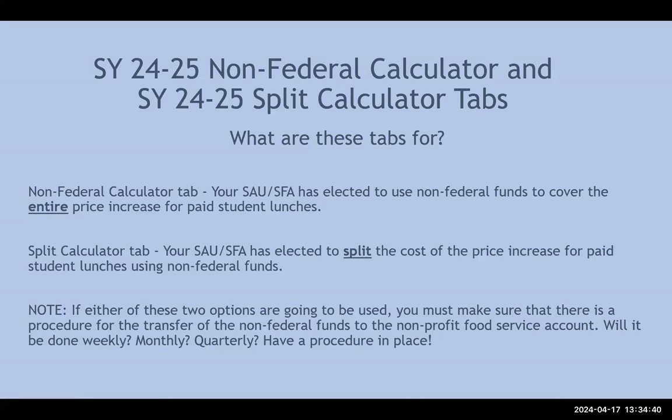And please note, if either of these two options are going to be used, you must make sure that there is a procedure for the transfer of the non-federal funds to the nonprofit food service account. Will it be done weekly, monthly, quarterly? Have a procedure in place. And I want to remind everybody that these options have nothing to do with the transfer of non-federal funds at the end of the school year to make the nonprofit food service account whole. That is a completely different process than calculating PLE.